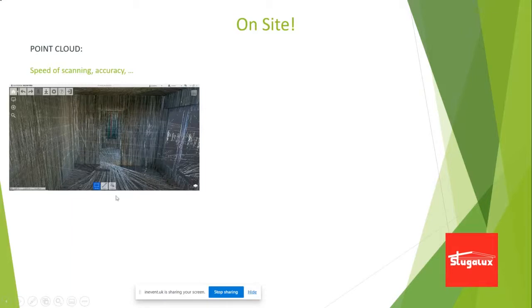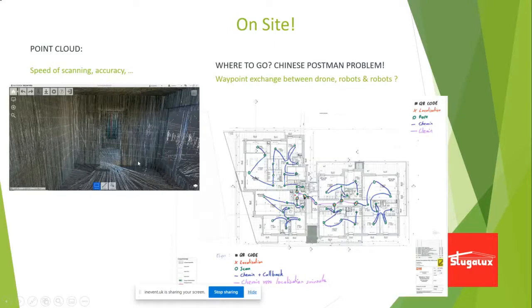And then another problem that we still have for the moment is where to go. For the moment, we still have to set this up, and this was actually the first plan we did in June. It fascinates me that all our guys who are working with robots are still using pen and pencil to define the best way to scan it.